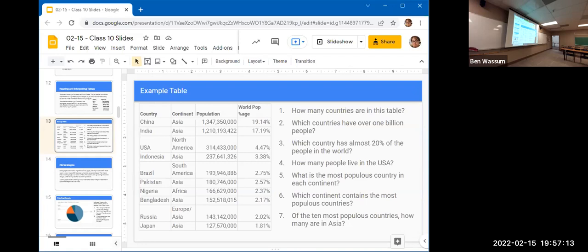And of the 10 most populous countries, how many are in Asia? At that point, you just go to the continent column. We know there's 10. Number one, how many countries are in this table? 10. So we could just count how many times we see Asia. 1, 2, 3, 4, 5. Do I want to count Russia? I don't know. 6. And Japan makes 7. 6.5. Yeah, 6.5. I don't know. Russia kind of counts. I don't know. Not the clearest data. Not the clearest way to answer that question.